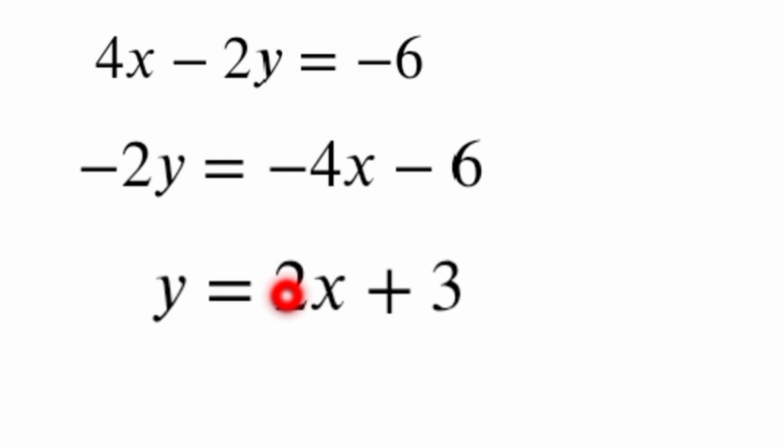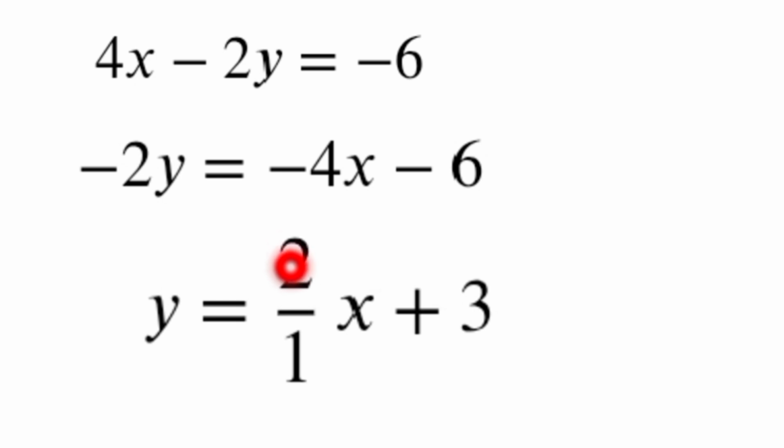And since this is a whole number, this is considered to have a denominator of 1. So y equals 2 over 1 x plus 3. This is useful in plotting the points since this is the change in y over the change in x. The change in x is 1, while the change in y is 2.